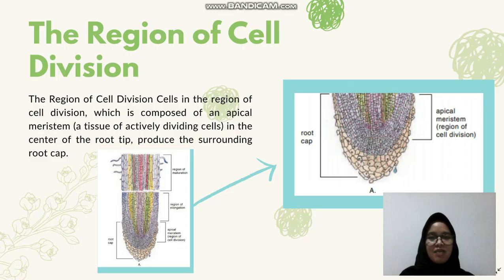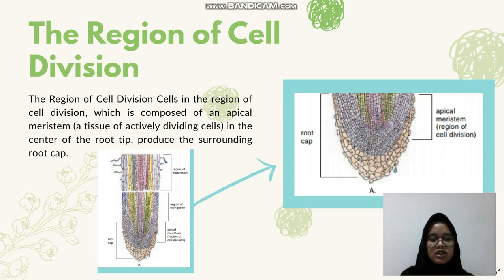My name is Rizkya Namira. So today I will explain about the region of cell division and the region of elongation in the roots. First I will explain about the region of cell division. The region of cell division is composed of an apical meristem, a tissue of actively dividing cells in the center of the root tip, which produces the surrounding root cap.